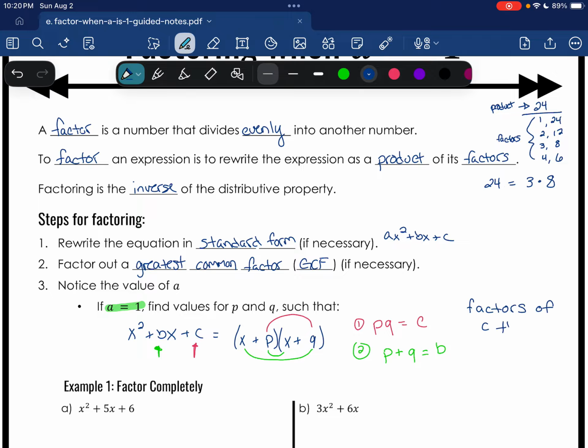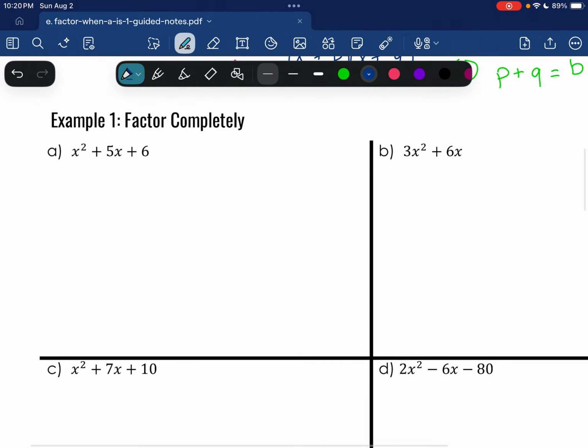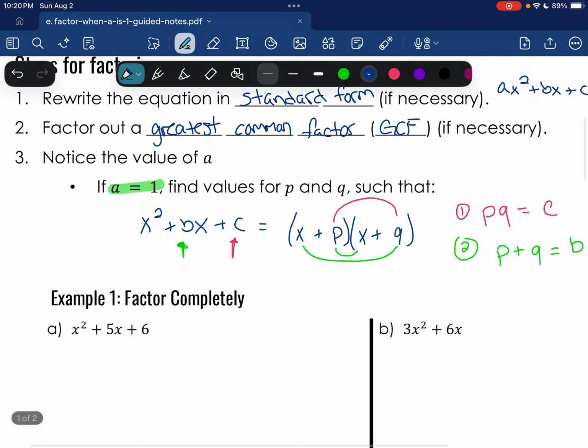All right, so let's see this in action here. We're going to factor this completely, so we're going to go through those steps that were up here. First, this is in standard form, so we're good to go there. There's no GCF that can come out here, so we don't have to worry about that. Okay, and A is 1, so we know that we are looking for factors of 6 here that add to 5.